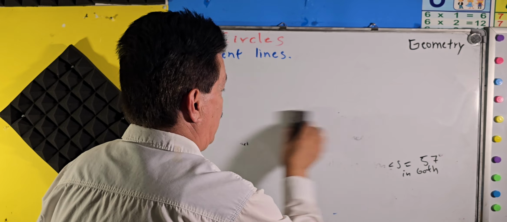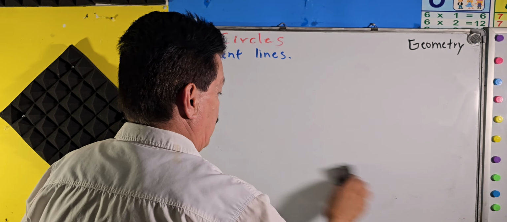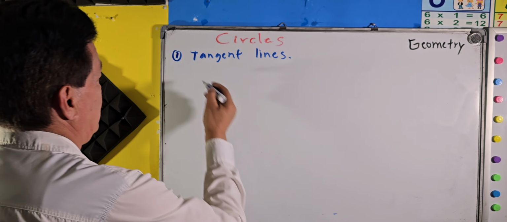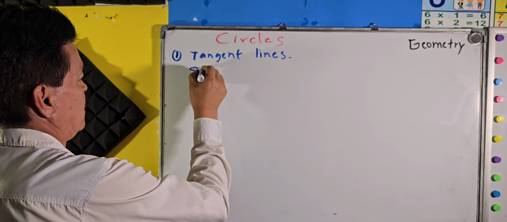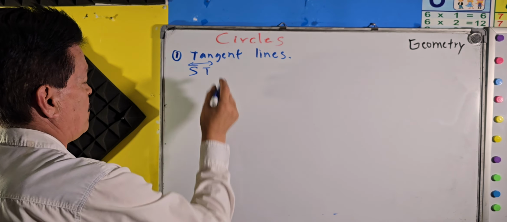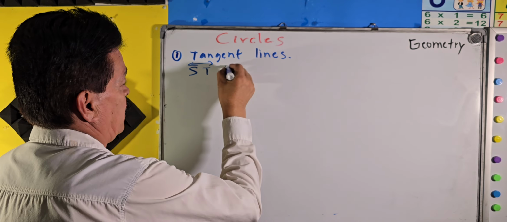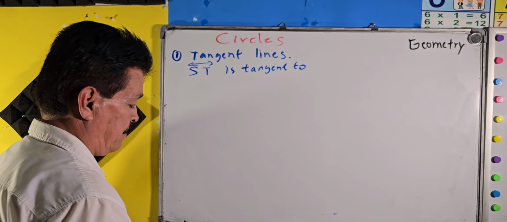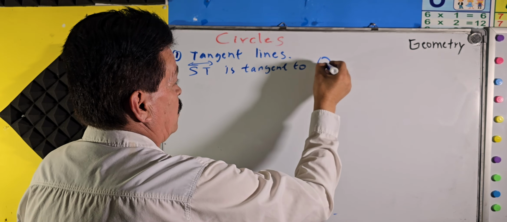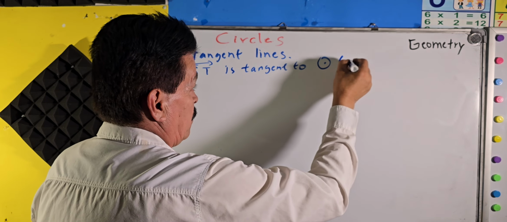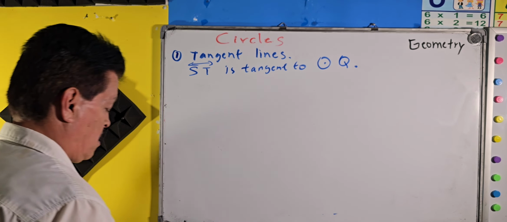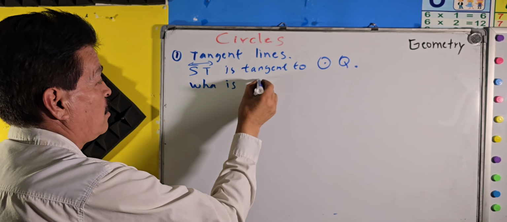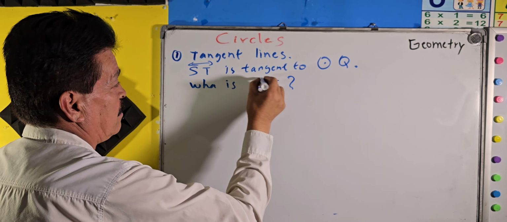Geometry uses lines, so relax in math. Let's write the problem. ST is tangent to circle Q. What is QT?